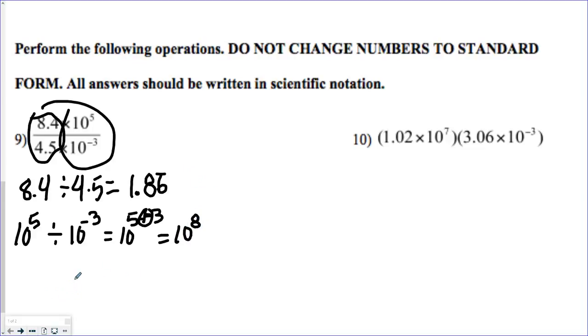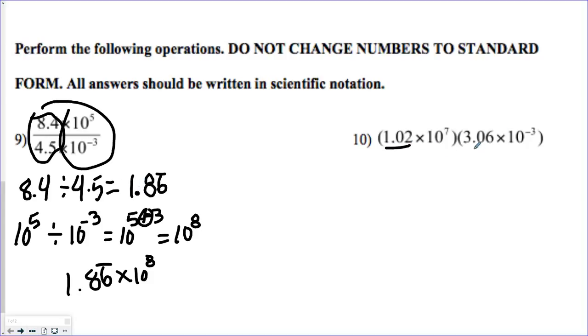And so how I'd write this would be the decimal number first times 10 to the 8th. So all you really do is, again, you just work with the decimal numbers by themselves, you work with the 10 numbers by themselves, and just put them together at the end. So it's a really just two-part sequence there. And the same goes for multiplication.